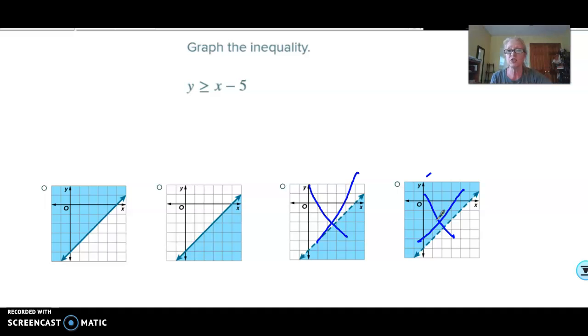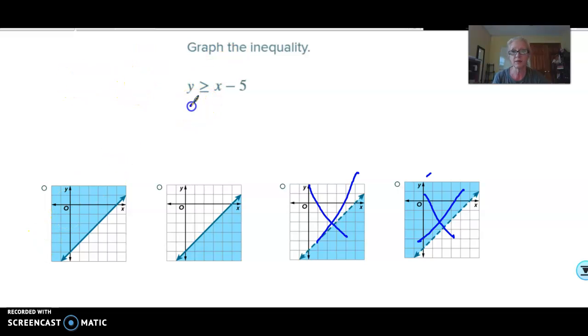We have to decide which of these two are shaded in the appropriate place. Now, if you remember the graphic organizer I showed you at the beginning, it says that if you have a greater than, you shade above the line. Well, sometimes with these lines, it's hard to tell what above would be, but I think you guys are pretty savvy, and I think you're realizing that this is probably the right one. We can use our test point of 0, 0, though, to make sure. If 0, 0 works in here, this is the correct choice.